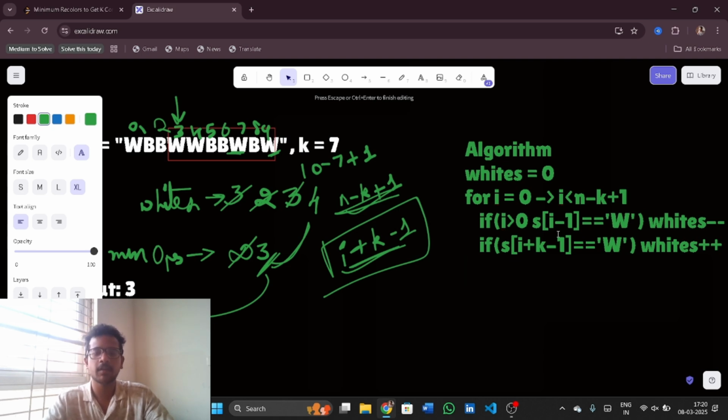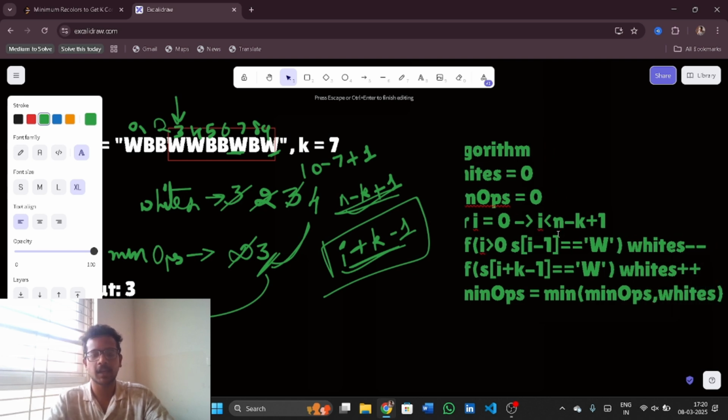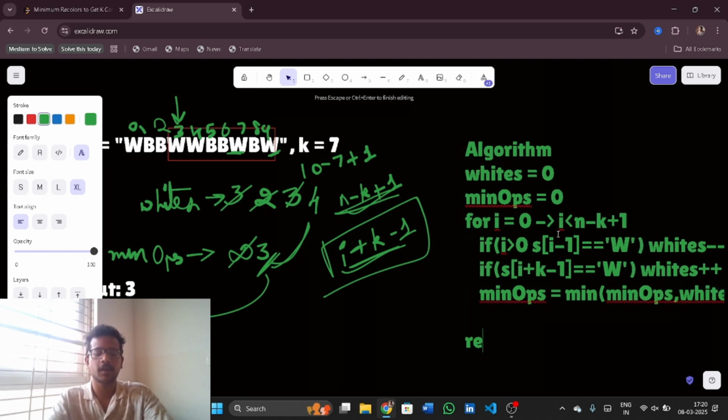Every time, as I said, the minimum operations need to be initialized, and the minimum operations are the minimum of minimum operations and whites, if there is any change in the whites. At the last I will return my minimum operations.